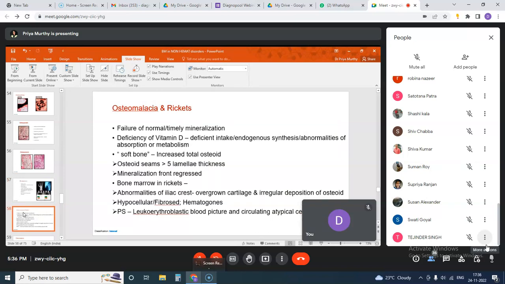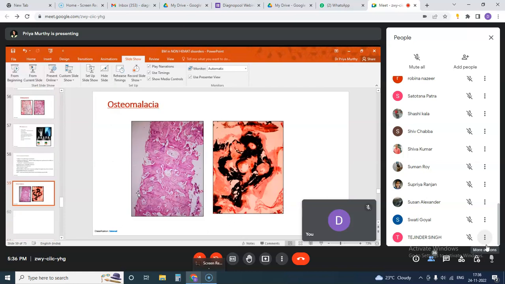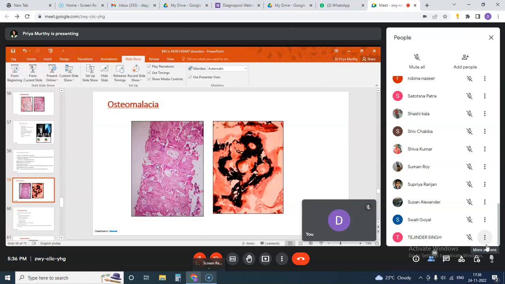Now, osteomalacia and rickets is a condition when there is failure of normal or timely mineralization due to deficiency of vitamin D. So there is deficiency either because of deficient intake or some underlying metabolic disorder. You get this very soft bone where the cortex is markedly thickened, and you find that the mineralization front is regressed. As you see in this case, very thickened bony trabeculae and very little marrow. And this marrow also is fibrosed. So what you're seeing here is too much bone and very little marrow.